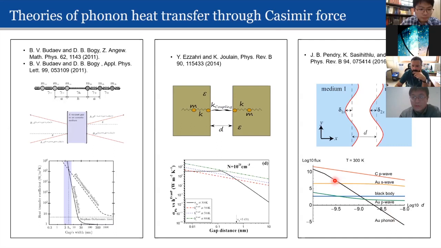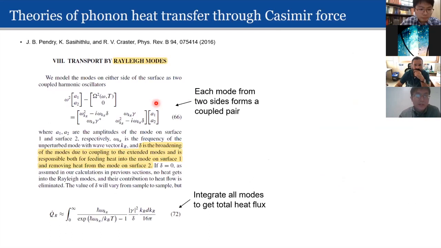I want to go into more detail on the third paper because it has a very good model that we apply in our paper. In Pendry's paper, in section 8, he particularly looked at the transport by Rayleigh modes. Rayleigh modes are surface modes, that is, phonon modes confined to the surface of the solid. When he modeled transport by the surface modes, he used coupled mode theory. You see there are two harmonic oscillators, one on each side, and they have a cross coupling spring term provided by this Casimir or van der Waals interaction.